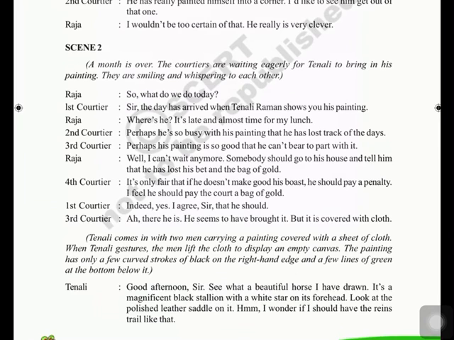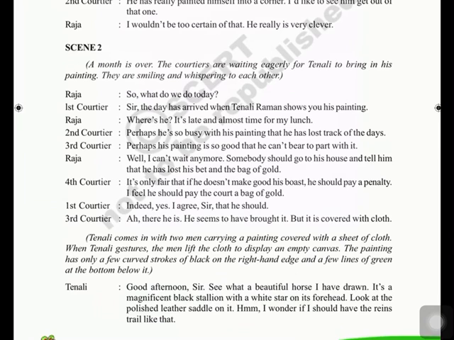First courtier: Sir, the day has arrived when Tenali Raman shows you his painting. Finally the day has come, month is over. He has to show his painting today. Raja: Where is he? It's late and almost time for my lunch. What, still he did not come? It's almost time for my lunch. It is going to be afternoon.